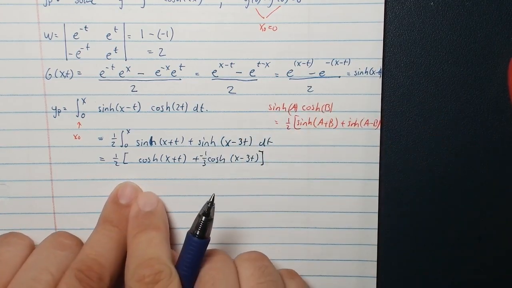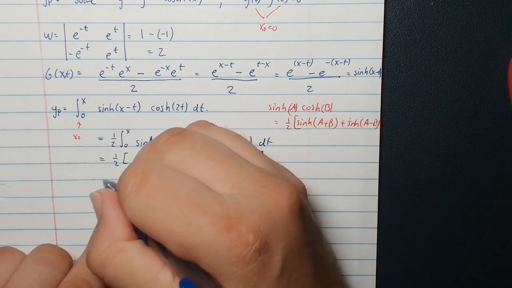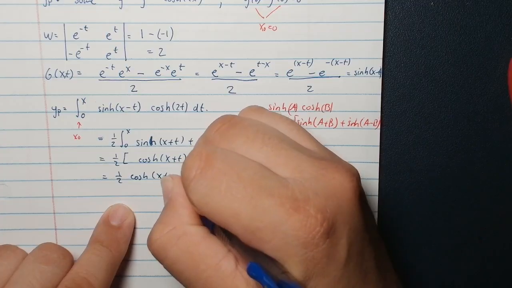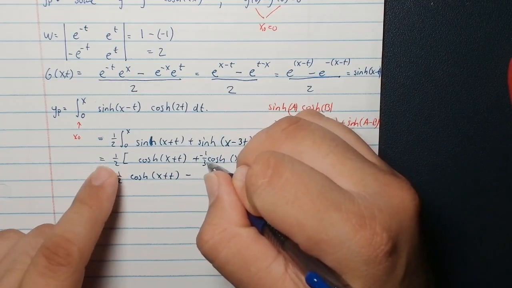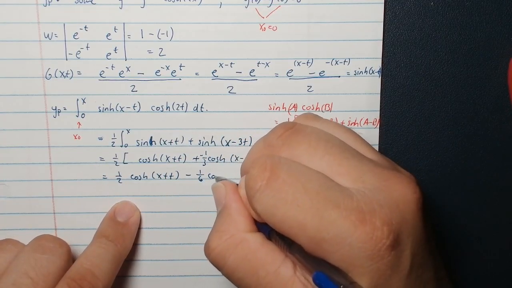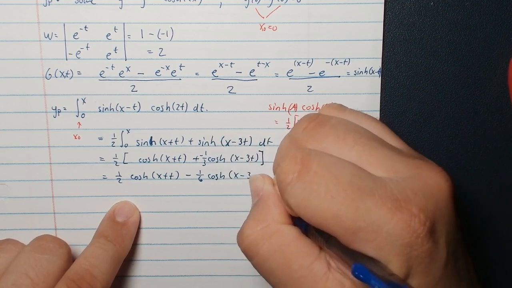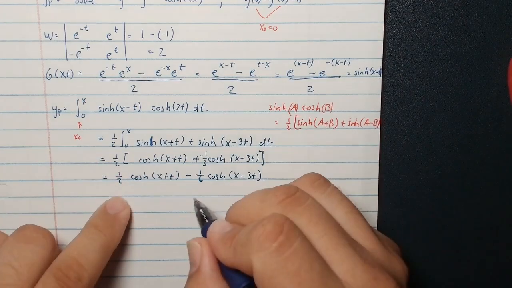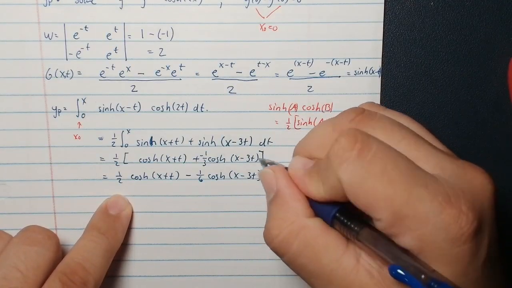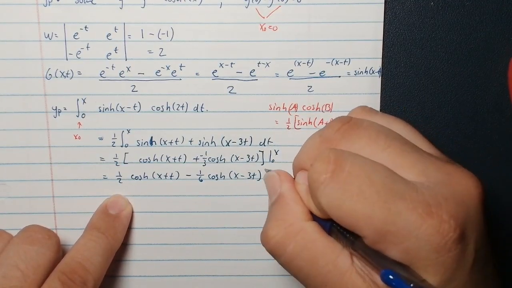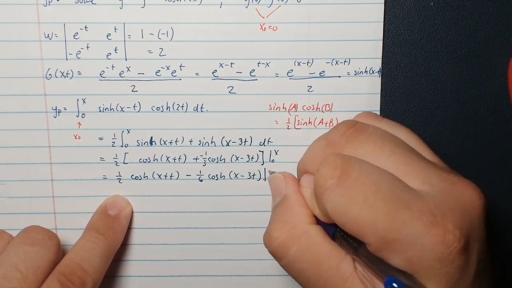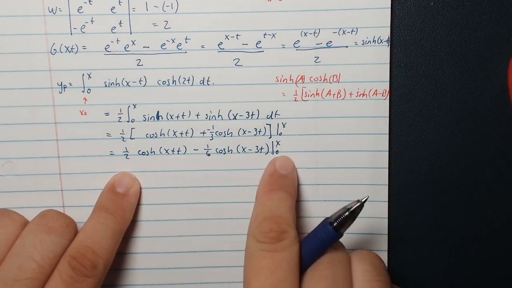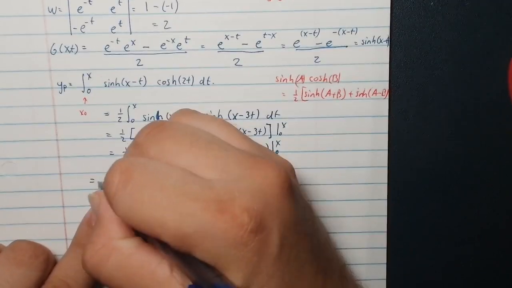Okay. And then I can even just distribute that 1/2 over to give me 1/2 cosh of x plus t minus half of a third. That'll be 1/6 cosh of x minus 3t. Like that. Oops, I forgot. I'm plugging in boundaries, aren't I? I'm not done yet. I put a little period there. I was like, I'm done. No, I'm not. So now I've got to plug in x for my t's and then 0 for my t's and subtract. So I've got 1/2.